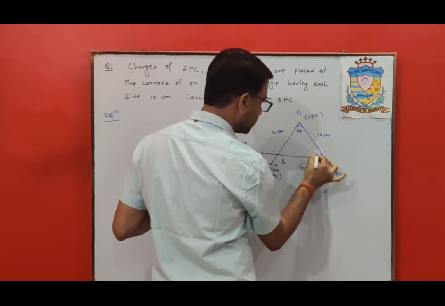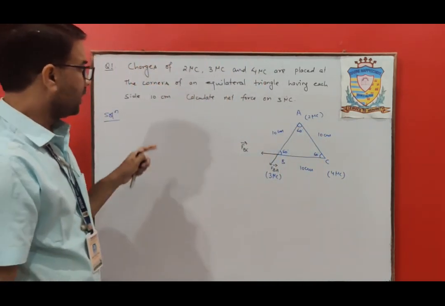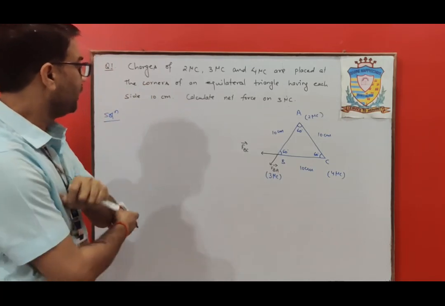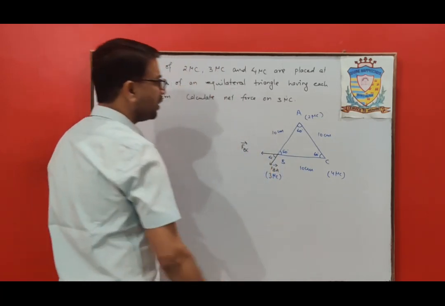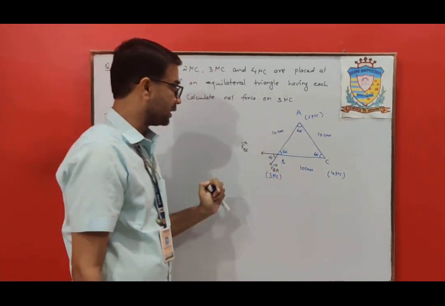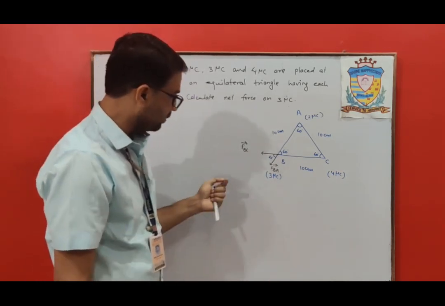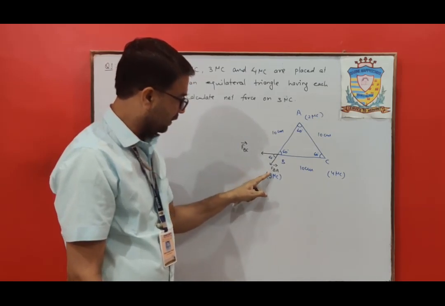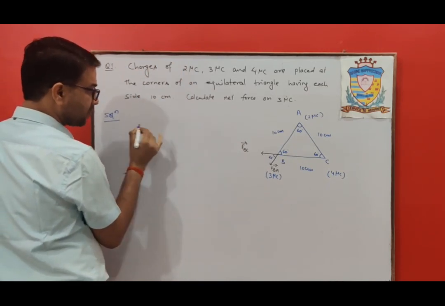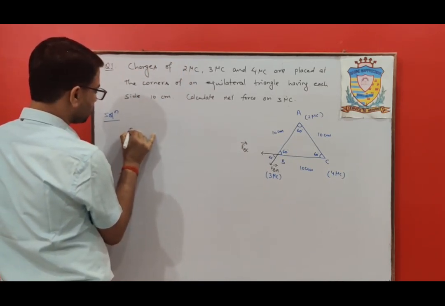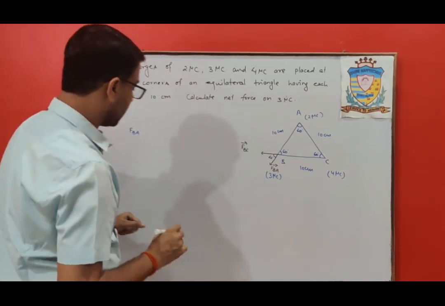and we know that the angle between them is 60 degree. Okay, in equilateral triangle we are having the angle 60 degree. Okay, so if it is 60 degree, this will be equals to 60 degree by vertically opposite angle. Clear? Now we have to calculate the net force on 3 microcoulomb. So here it is given that we have two different forces, FBA and FBC. Okay. Now first we will find the FBA.